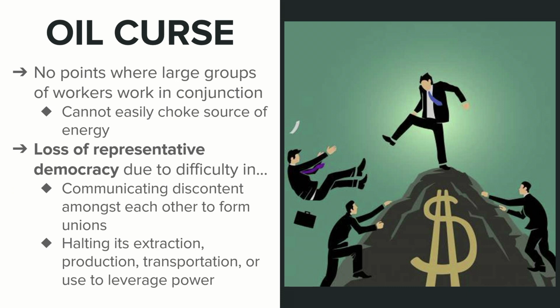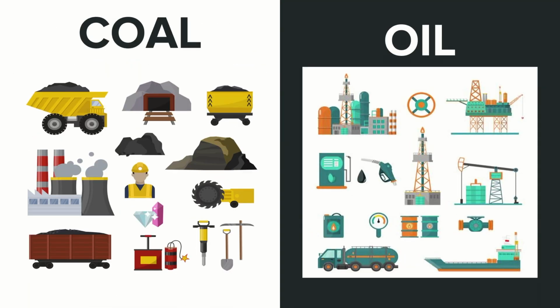Properties of oil did not allow for representative democracy as coal did. At no point of oil production are large numbers of workers present together, leading to difficulties in choking the energy source. This contributed to a loss of representative democracy. Because they were unable to communicate their discontent amongst themselves, they could not form unions to fight for rights. Additionally, the inability to halt oil production meant workers could not leverage anything to make their voices heard. In summary, their unique characteristics influenced the workers' abilities or inabilities to cause social disruption.